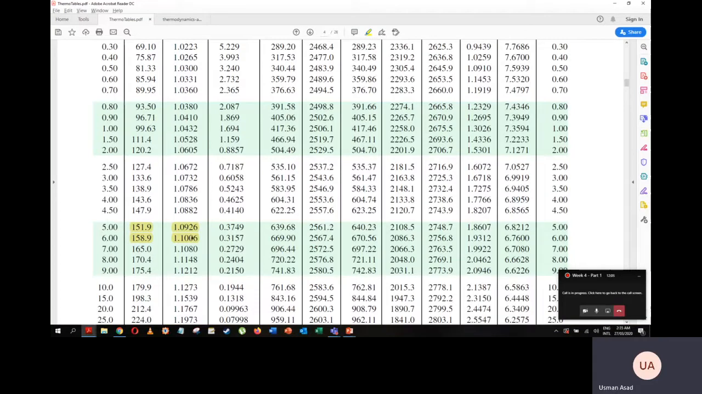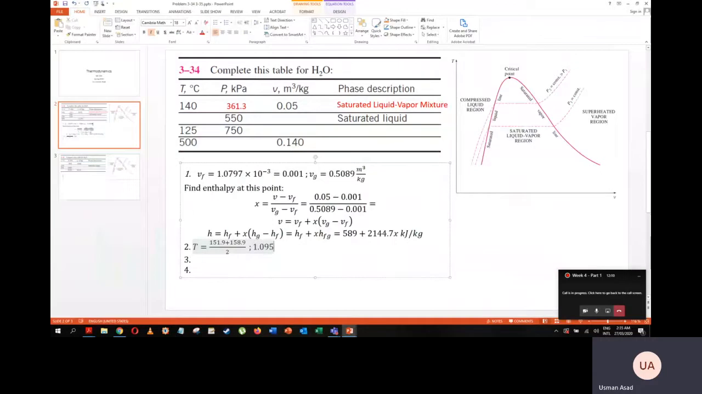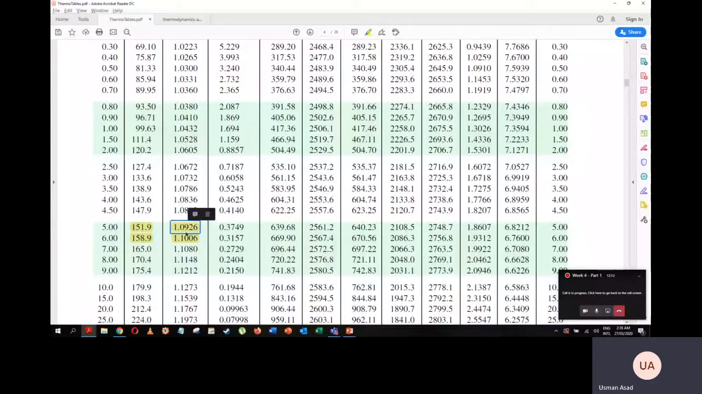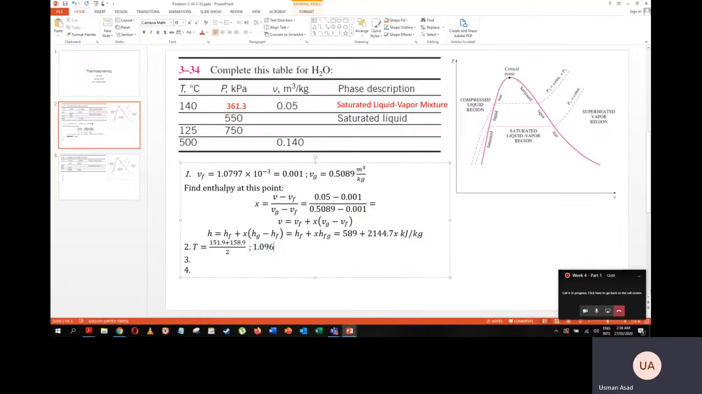जिसको मैंने इतना accurately वैसे भी नहीं लिखना था. So I'm just going to write this as 1.095, just the average of these two values, जो कि नजर आ रहा है कि तकरीबन 1.095 के आसपास कहीं है. चलो 6 कर लो, doesn't matter. Into 10 raised power minus 3. Okay. So that's going to be your volume in units of meter cube per kg.